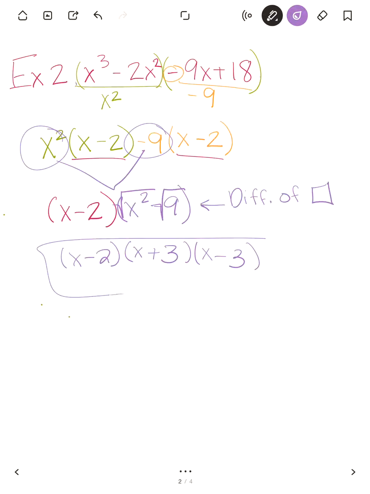Again, in order to factor a difference of squares, both terms have to be perfect squares, and it has to be a subtraction sign. So if I have one number that's a perfect square and the other one's not, I cannot do a difference of squares.